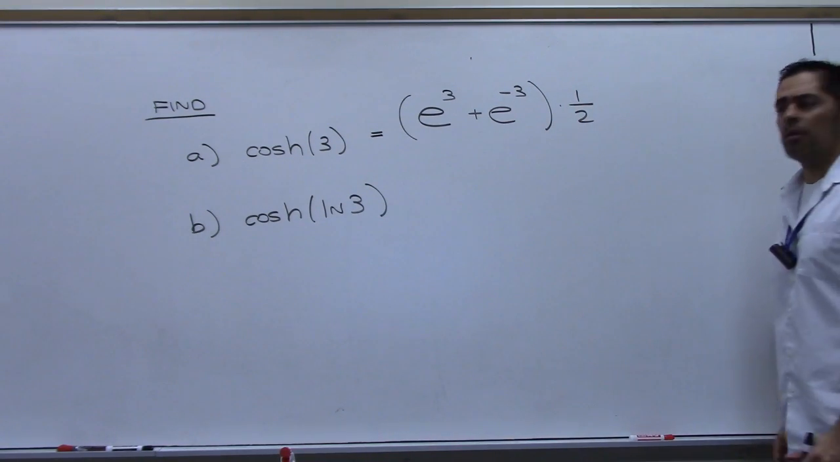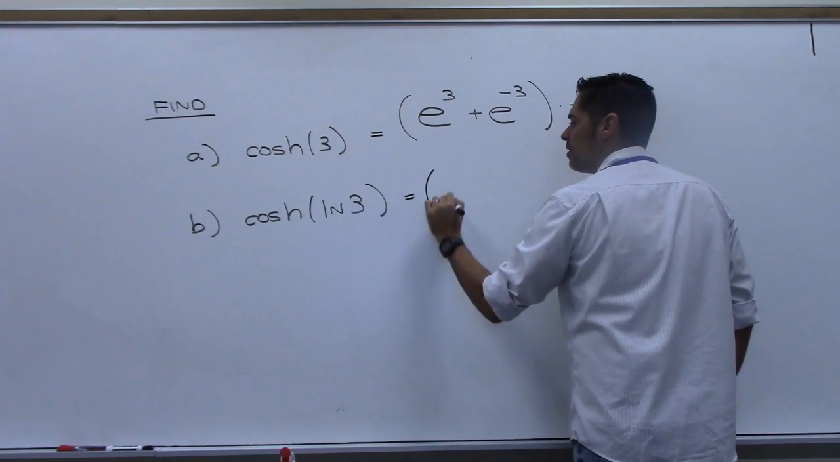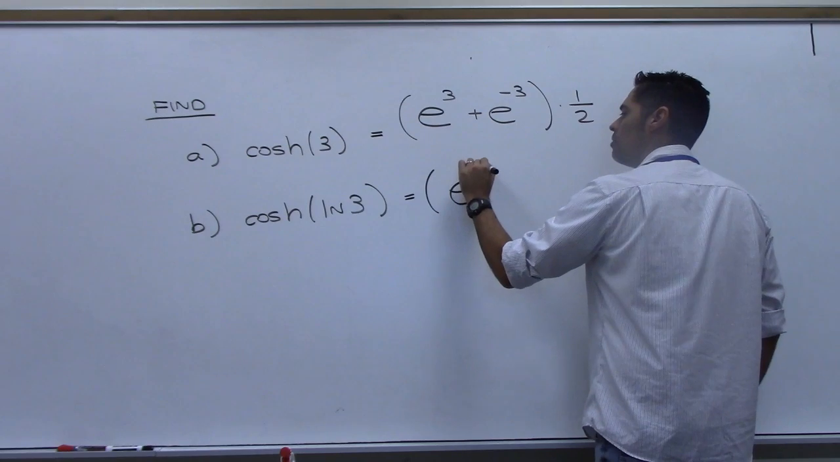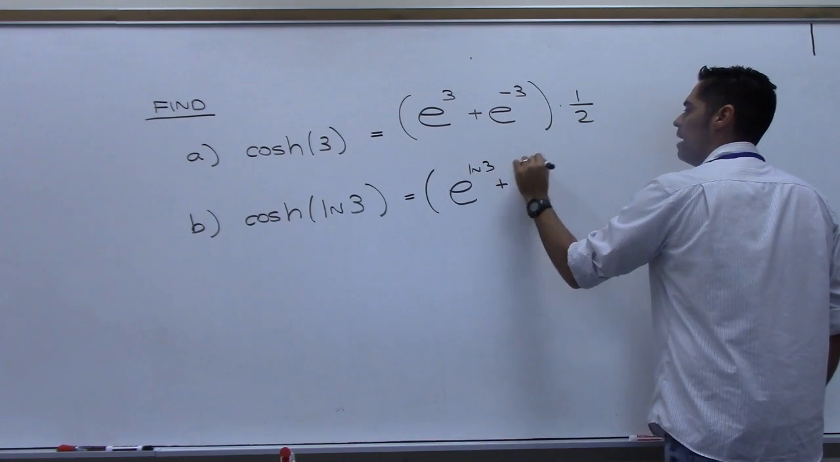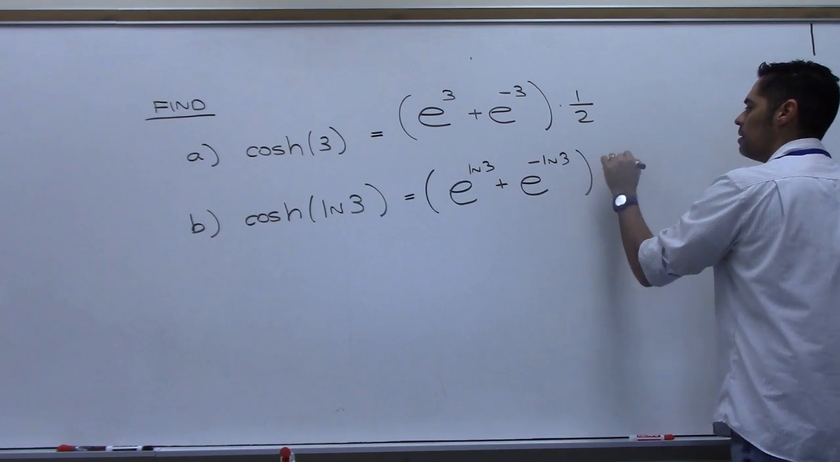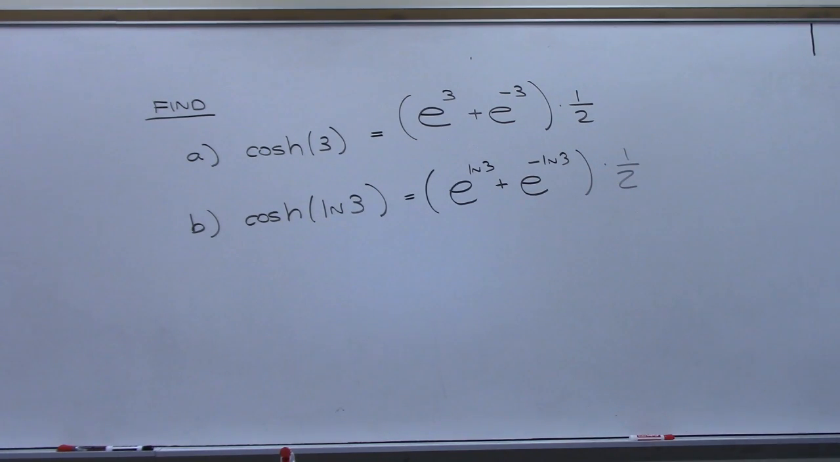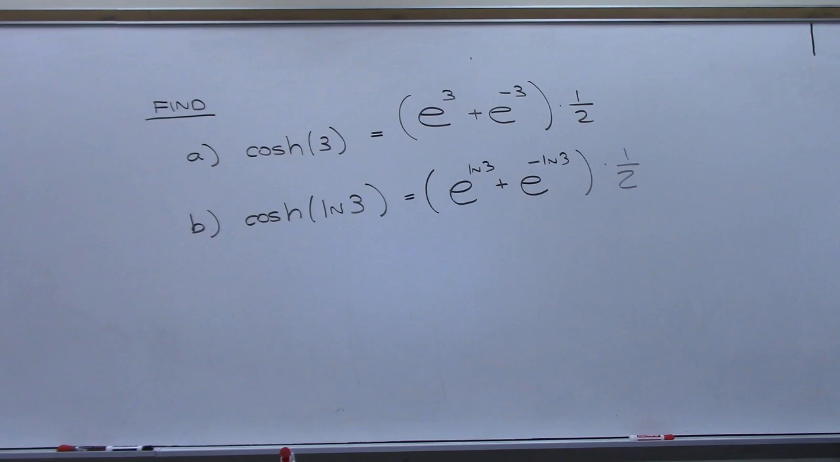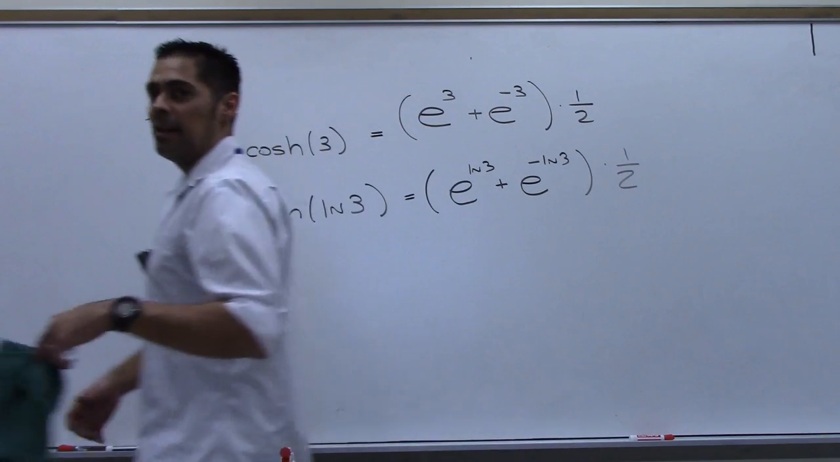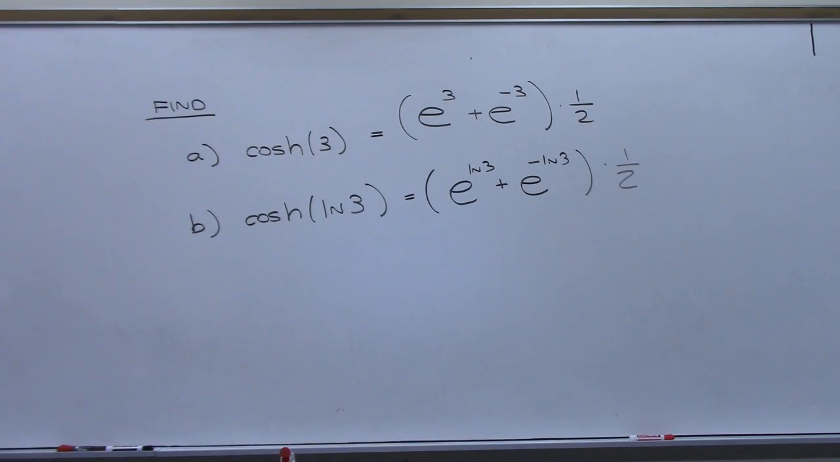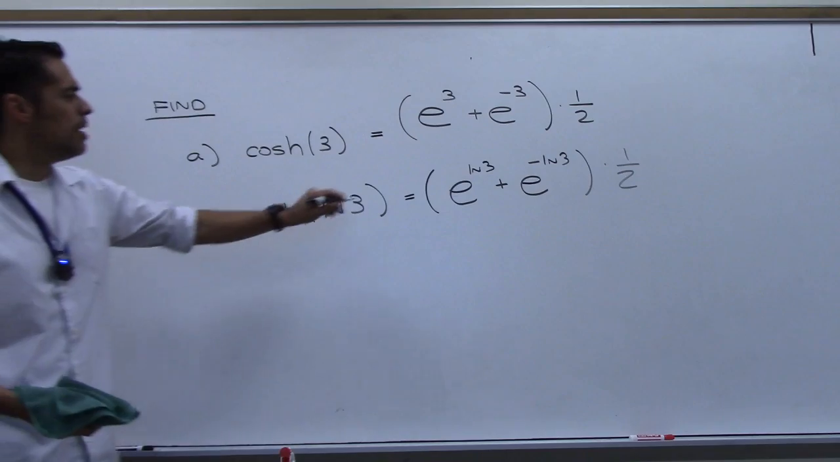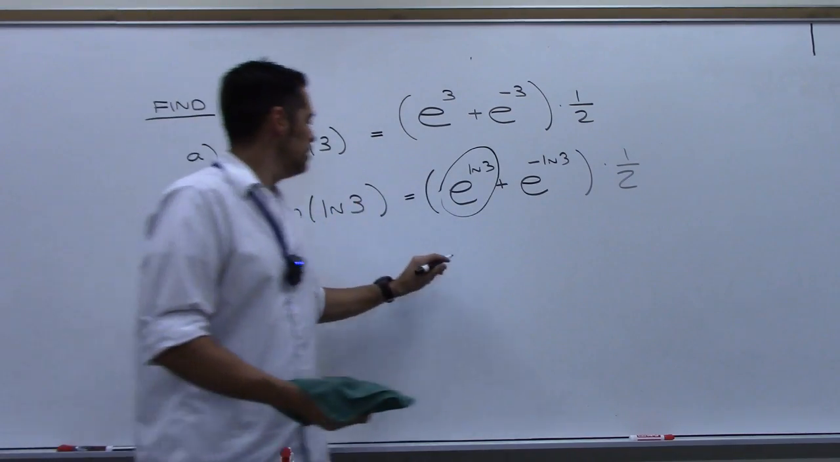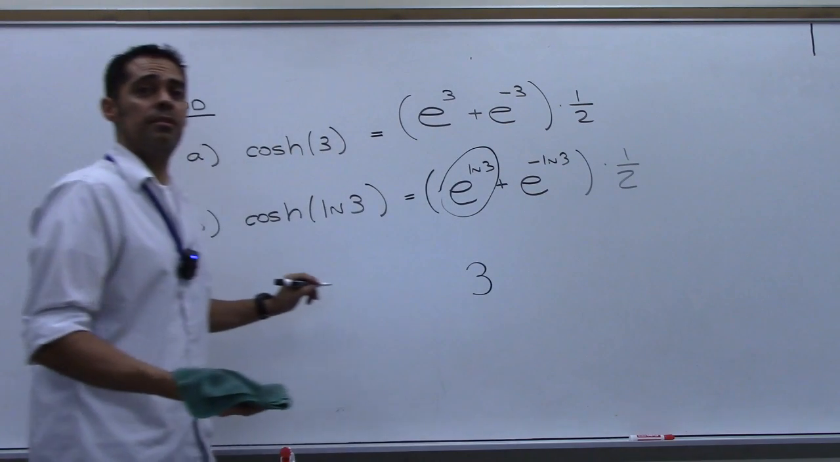Now let's evaluate it at natural log 3. This will be the exact same thing, except instead of e to the 3, it's e to the natural log 3 plus e to the negative natural log 3, times a half. What is e to the natural log 3? 3, isn't it? And I'm very curious for you to tell me what e to the negative natural log 3 is. It's not negative 3. Okay, are we all good with the fact that this is 3? Yes? Okay. 1/3. Good. That's what it is.